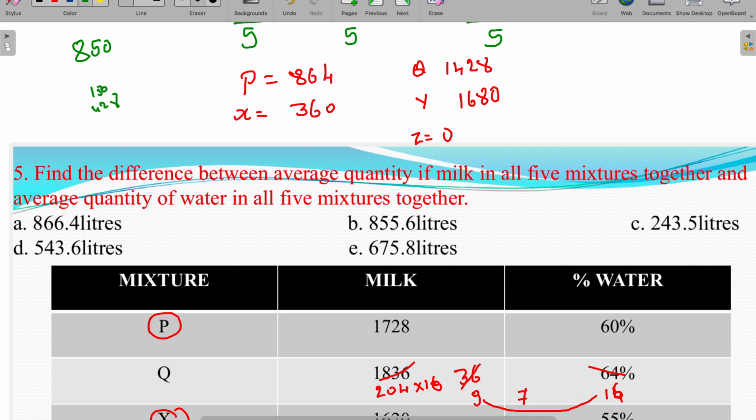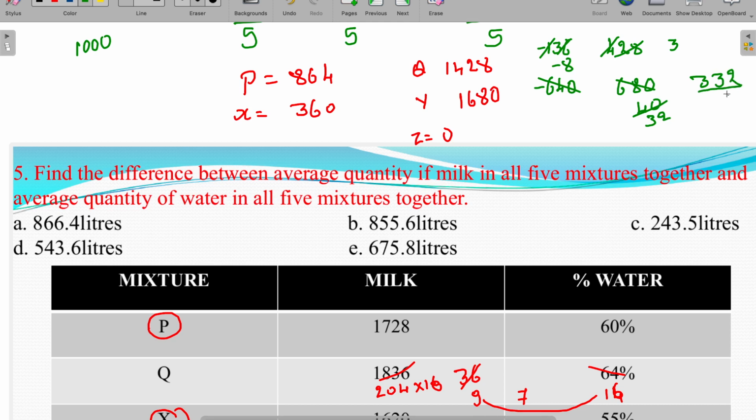Another way. You can assume 1000 instead of 850. Still we can easily do it. Compared to 1000, it will be less. How much less? 136 less. It will be 428 more. It will be 640 less. It is 680 more, 640 less, so plus 40. 100, 400 means 300. 28 subtraction means 8. I have to subtract 8, so 332.